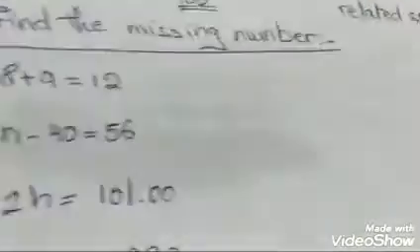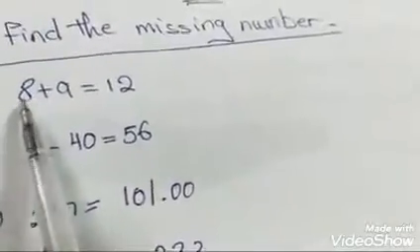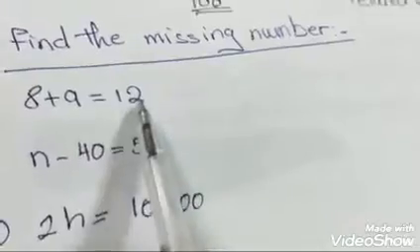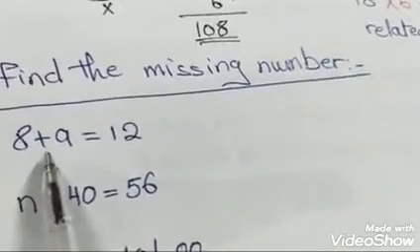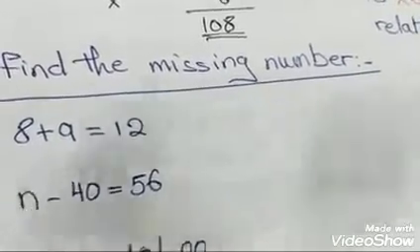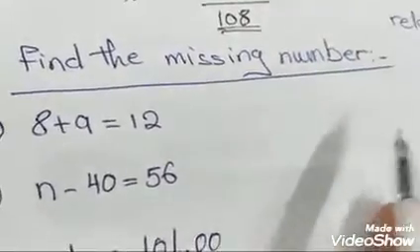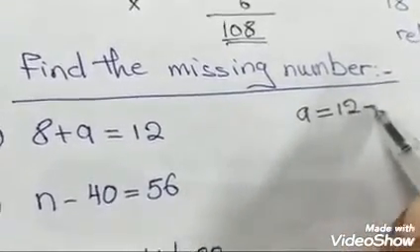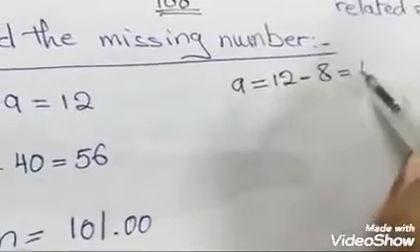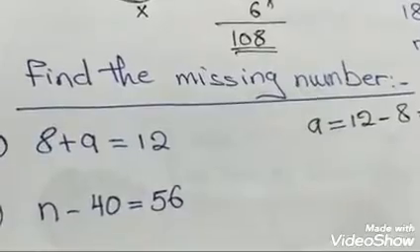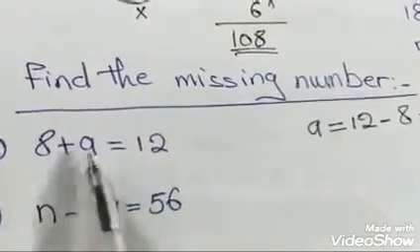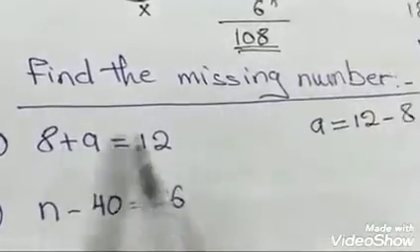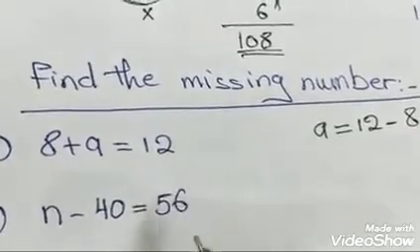Now we'll solve some examples. 8 plus A equals 12. Find the missing number. This is an addition, so I have to do the inverse operation, which is subtraction, to get the missing number. A equals 12 minus 8, so it will be 4. 8 plus 4 is the number I add to get 12.